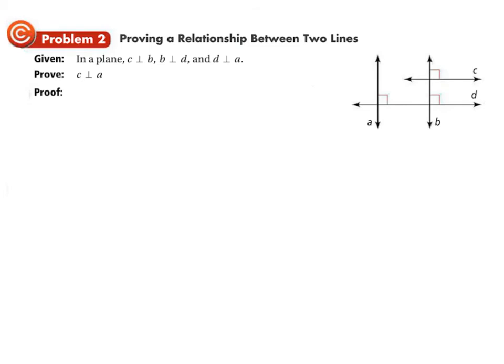So here you're proving some relationship between two lines. In this case, they want us to prove that C right here is perpendicular to A, and it's not extended all the way out and you don't see any marks. But we do know these things, and what's given is also marked over here. C is perpendicular to B, that's right here. B is perpendicular to D right here, and D is perpendicular to A. So we're trying to prove that if you extended this line C out to intersect with A, they would be perpendicular.